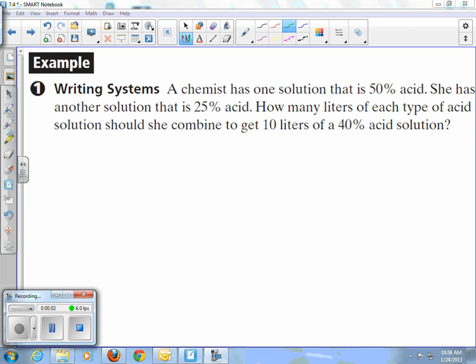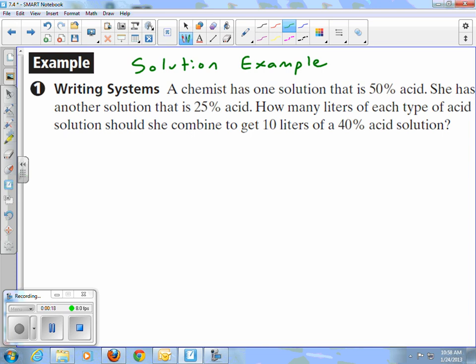Okay, this is a basic system of equations type problem dealing with combining solutions. So I'm just going to call this solutions example. Also commonly referred to in math on SATs, ACTs as the picture problem.